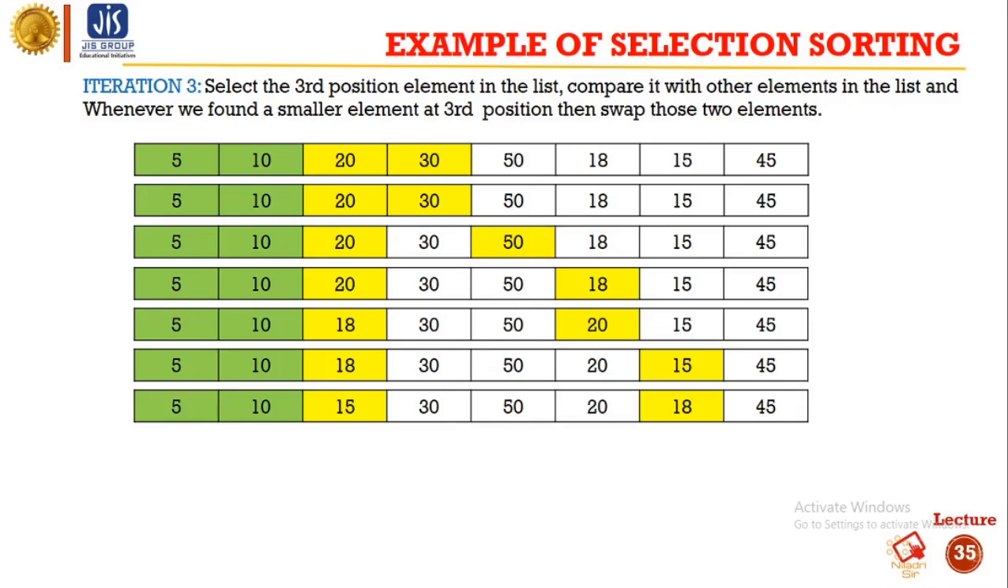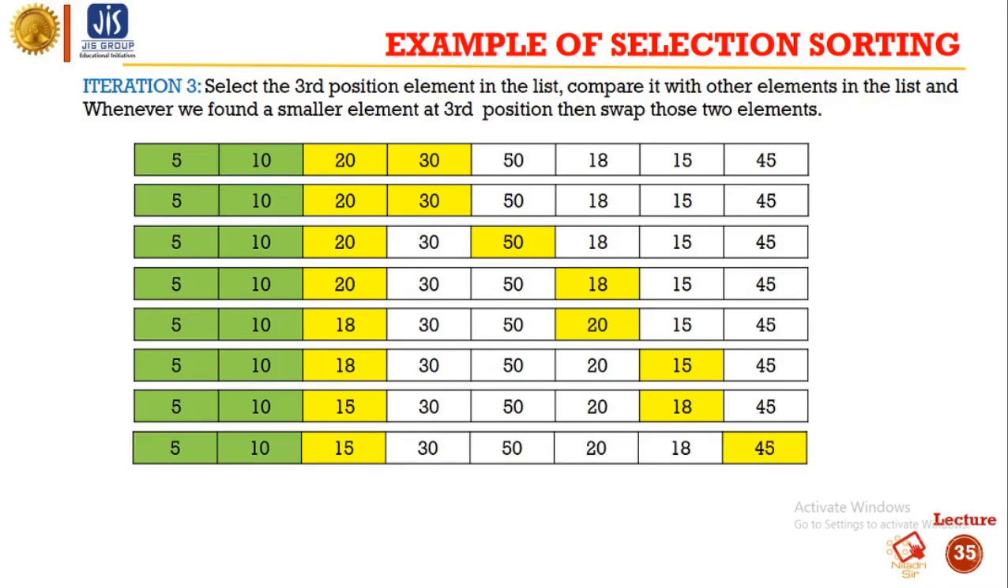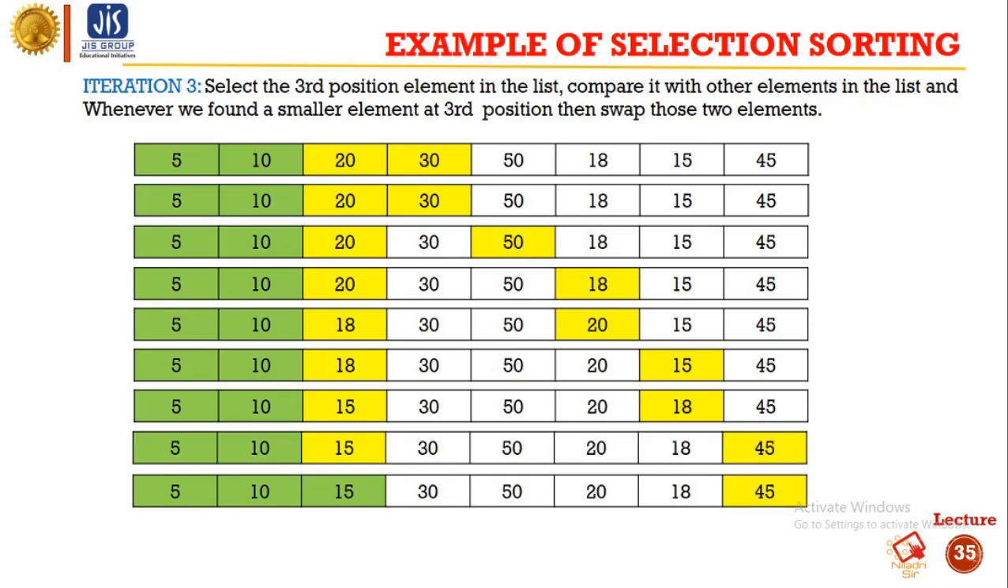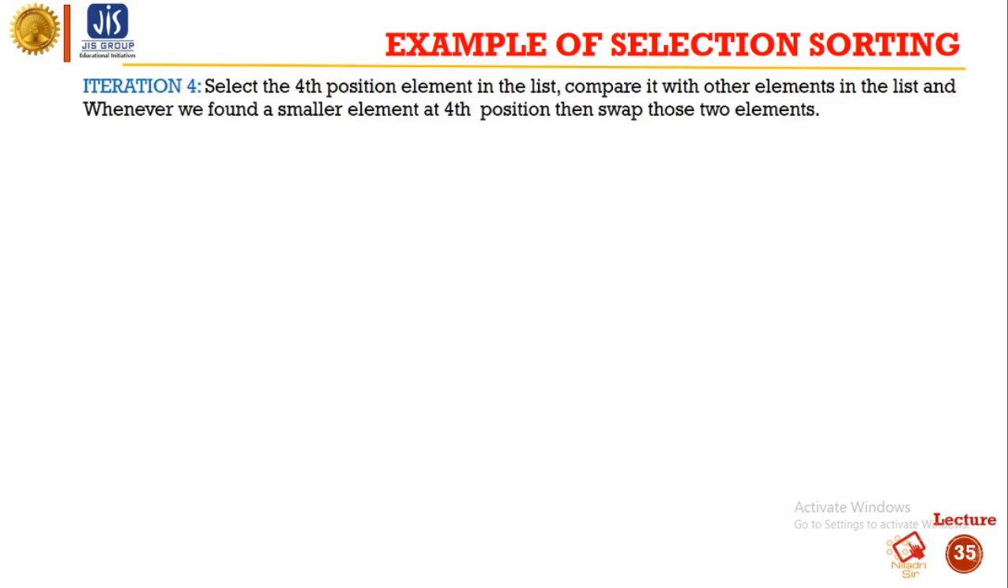Now 15 will be compared with 45. As 45 is greater than 15, there is no change. So after iteration 3, 15 came to its final position. Or rather, we can say that we got our third smallest element. So now we'll move to iteration 4.